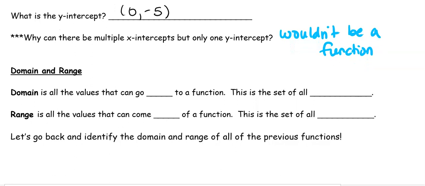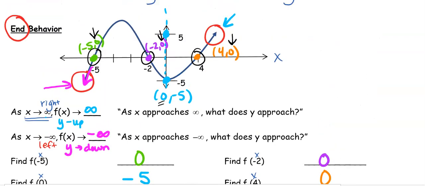All right, our last idea for our aspects is domain and range. We talked about this slightly already this unit. Domain is all the values that go into a function. This is the set of all the x values. Range is all the values that come out of a function, and this is the set of all the y values. So let's look back and identify the domain and range of our previous functions.